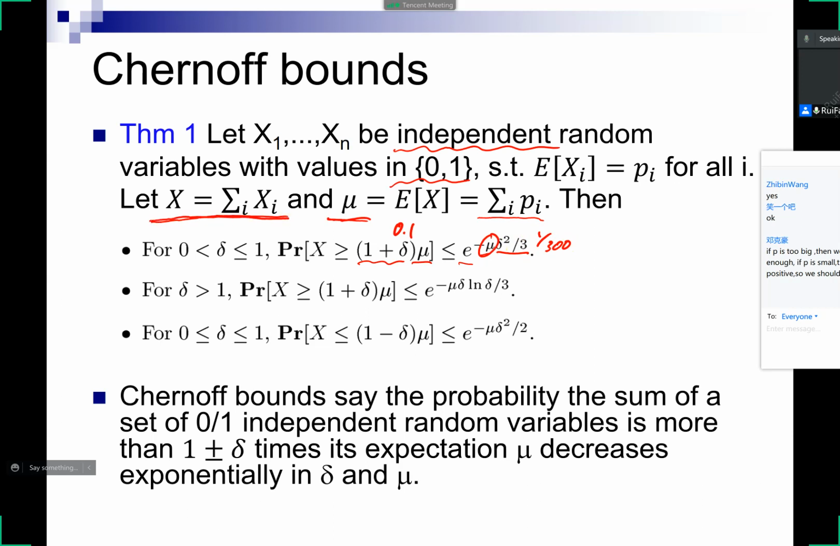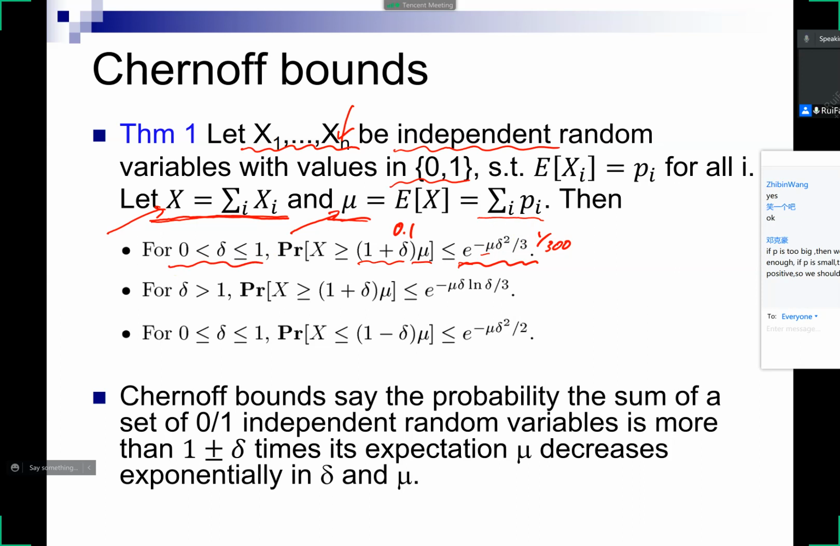And now what you can see is that the more of these random variables you have, the larger n is, then the larger x is going to be, and also the larger mu is going to be. So this means that as you increase your number of random variables, as you increase n, this probability here is going to decrease exponentially fast. All right, so that's for delta in this 0 to 1 regime.